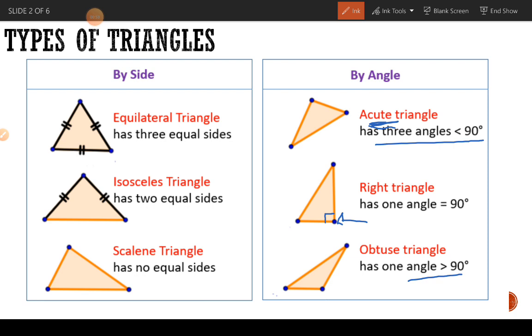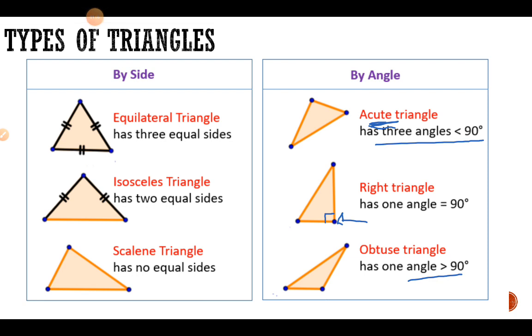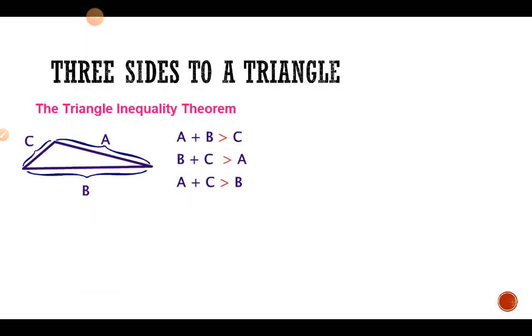Now, you can classify a triangle by one side and then one angle. So it could be an equilateral acute triangle or a scalene right triangle. So we can have two names that are associated with these triangles.